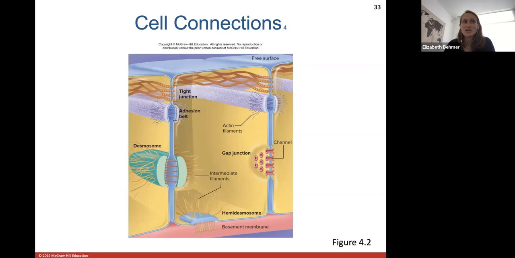You'll find gap junctions are very important when we get to your cardiac muscle, so that all of your cardiac muscle cells contract at the same time, which is important in your heart. These gap junctions will help with that.